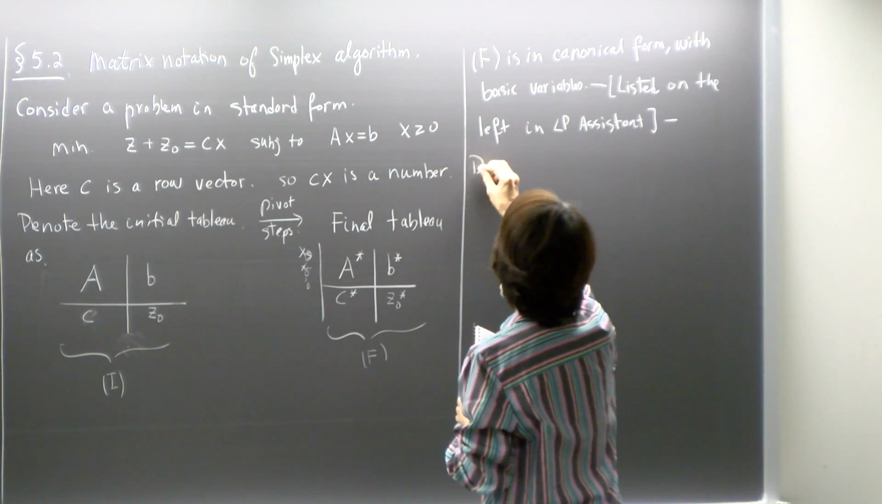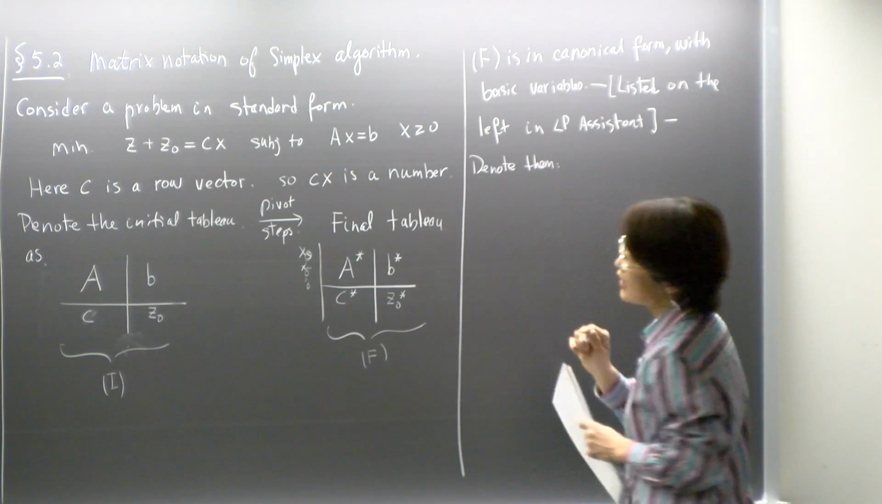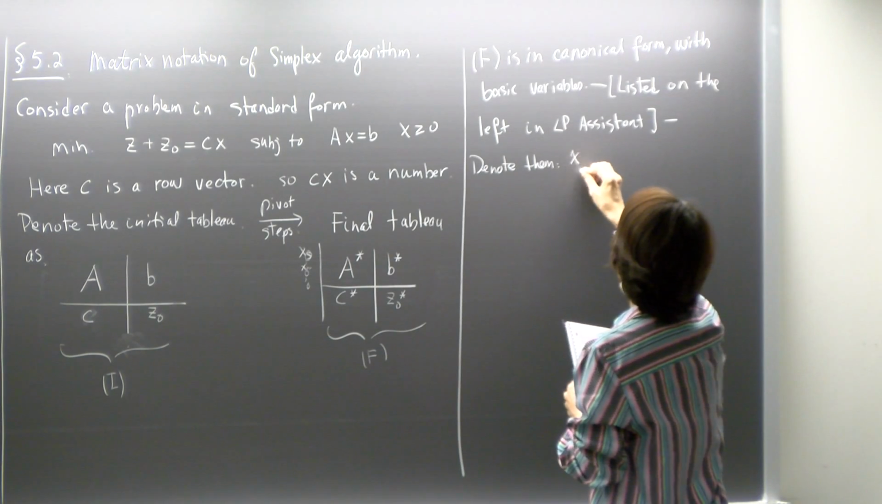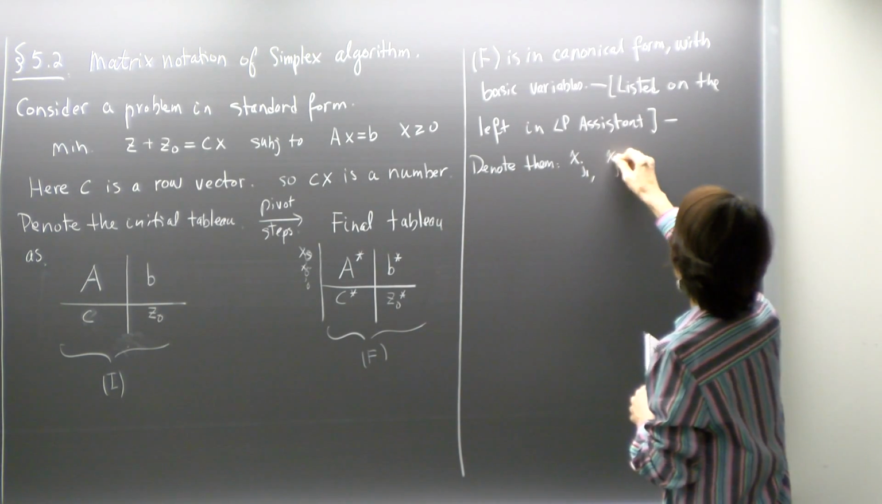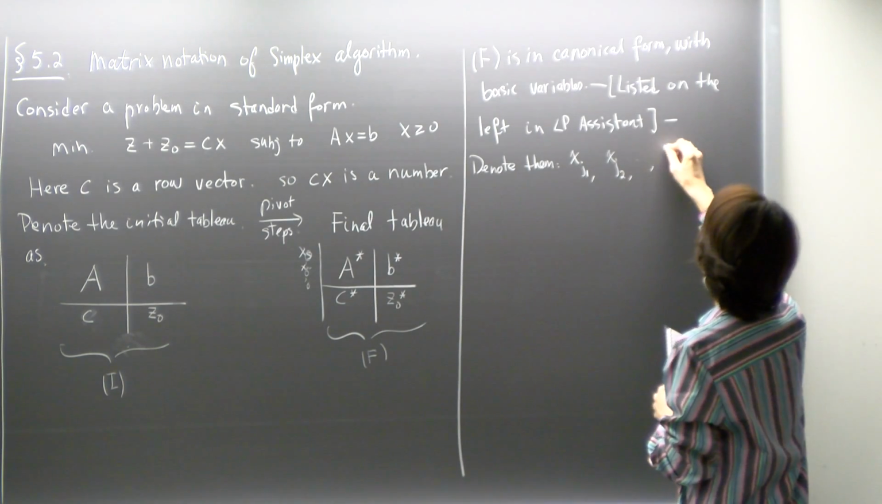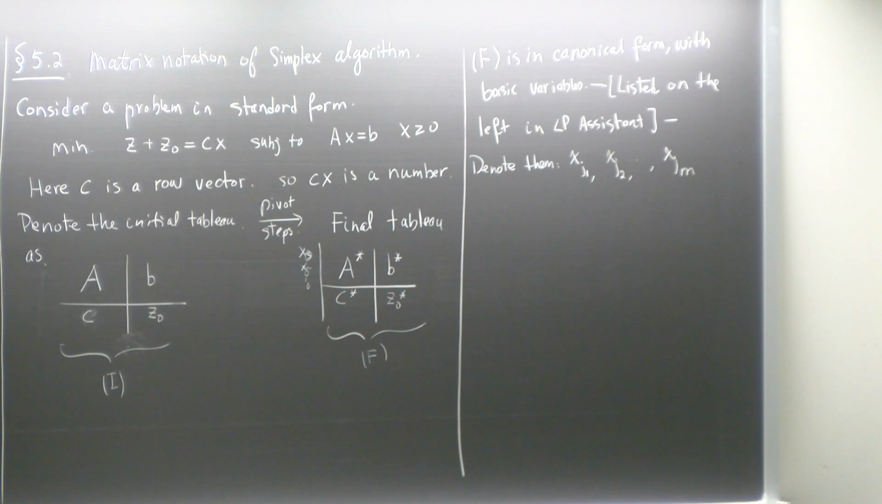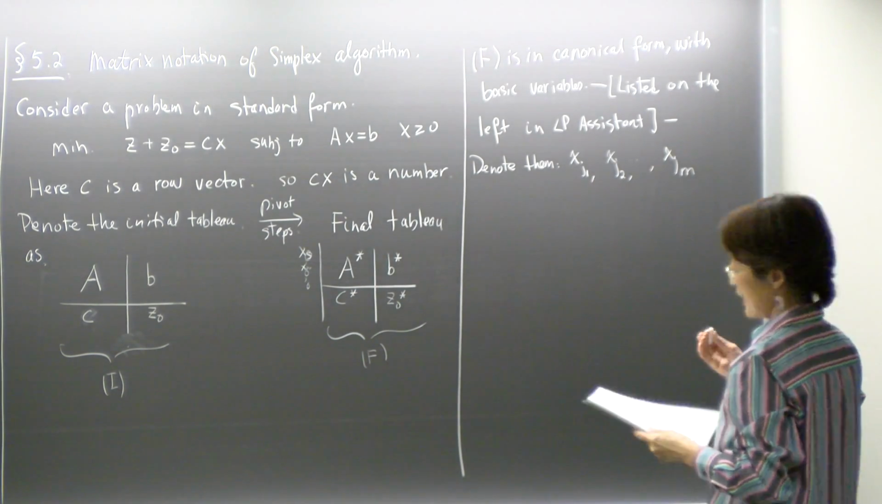Okay, so I will denote the indices of these basic variables as J1 is the index for the first one, and J2 is the index for the second, and I shall have m of them. Is that right? I have m of these. I have to set up this.